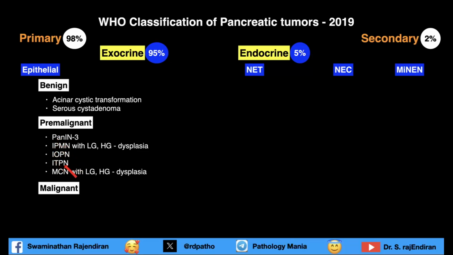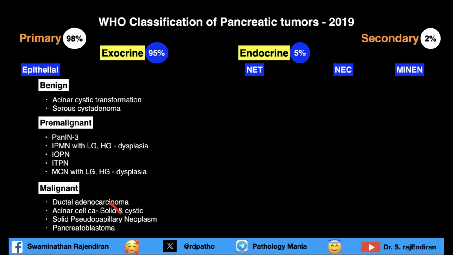The IPMN itself is now divided into 3. The IPMN subtypes I will be talking about in a minute. So remember IPMN, IOPN, oncocytic, and ITPN, intraductal tubulopapillary neoplasm. Then MCN is mucinous cystic neoplasm with low grade and high grade dysplasia. These are the pre-malignant conditions. And in the malignant conditions, it's ductal adenocarcinoma, acinar cell carcinoma that can be solid and cystic, solid pseudopapillary neoplasm, and pancreatoblastoma. So these are all the epithelial tumors arising from the exocrine cells in the pancreas.